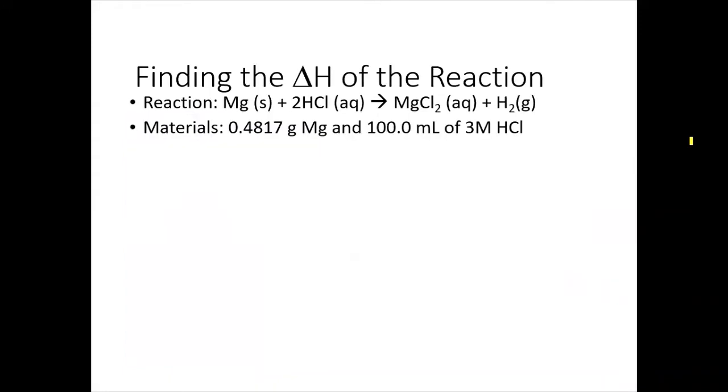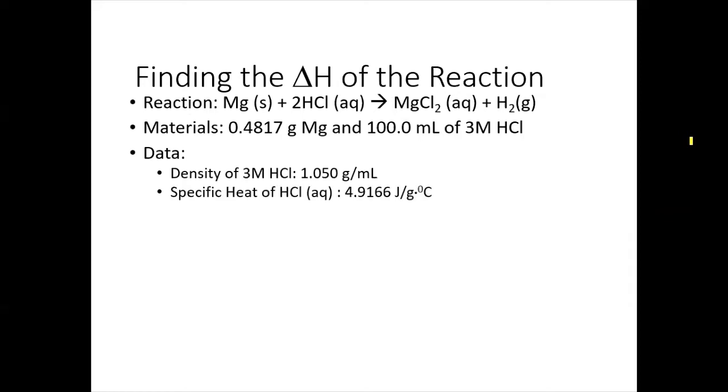So here is the reaction again, and in this particular experiment, the student used 0.4817 grams of magnesium in 100.0 milliliters of 3 molar HCl. Now there's a set of information here that we're gonna have to collect. So for example, we have in the lab manual that the density of the solution is 1.050 grams per milliliter, and the specific heat of the solution is 4.9166 joules per gram per degree Celsius.